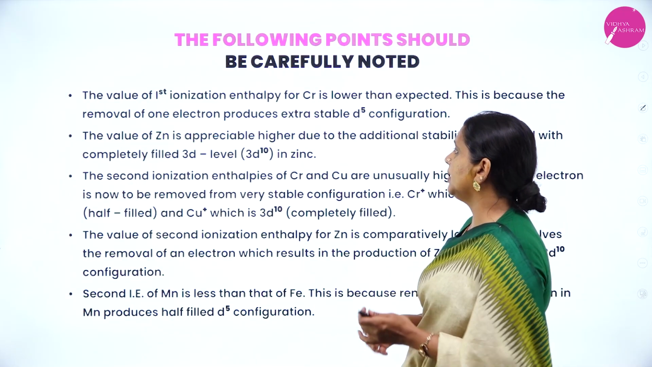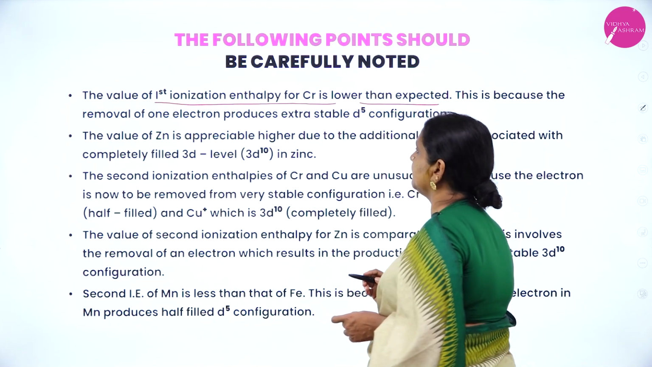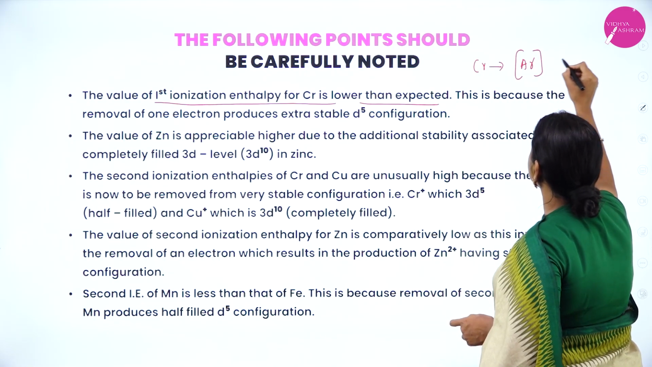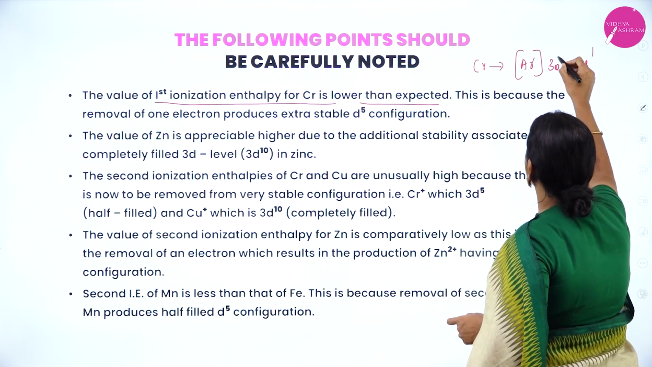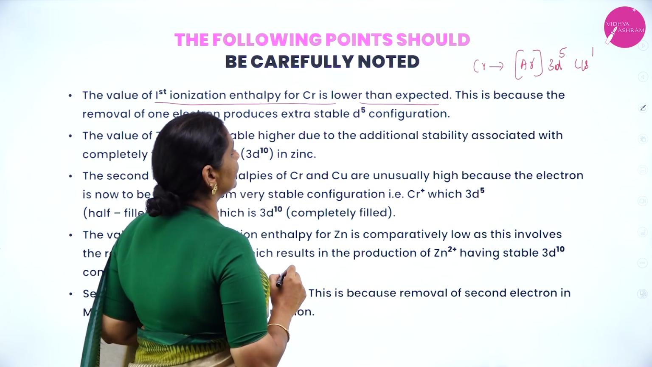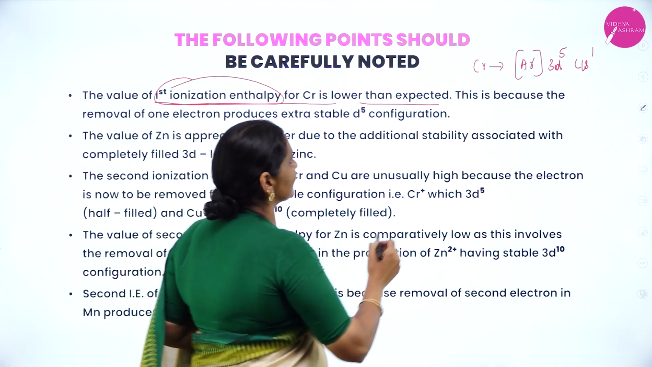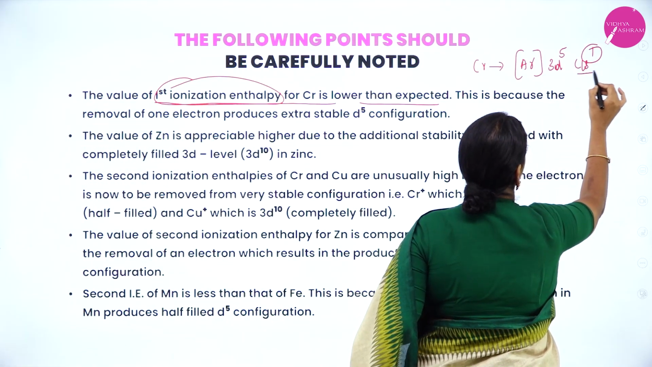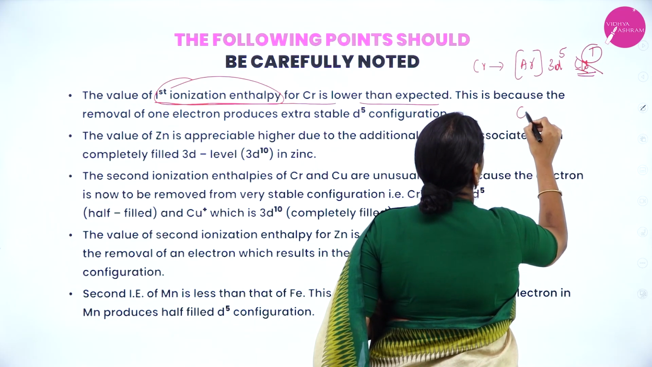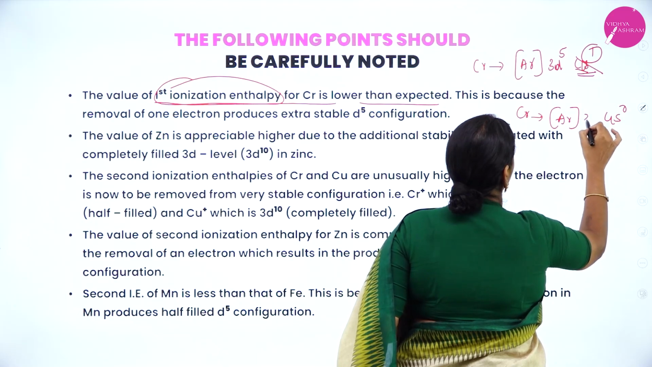The value of the first ionization enthalpy of chromium is lower than expected. The electronic configuration of chromium is Ar 3d5 4s1. What is the meaning of first ionization enthalpy? It means we have to remove the first electron present in the outermost shell. If I remove this electron from the outermost shell, the chromium electronic configuration becomes Ar 3d5 4s0.